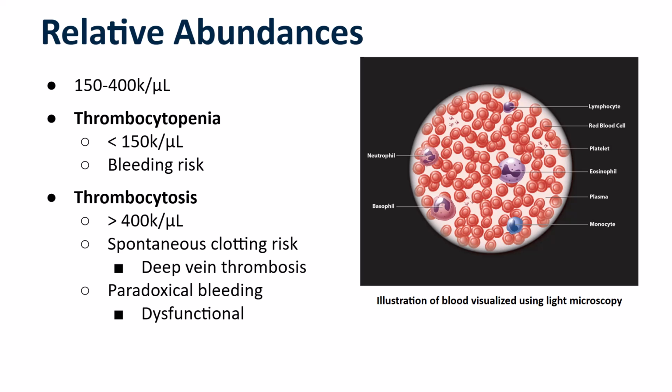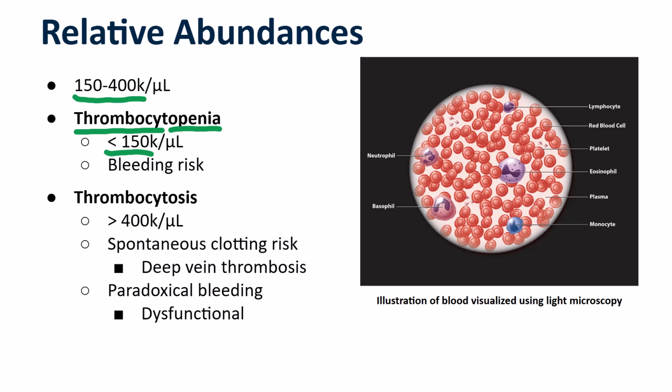Now, thrombocytes are more abundant than leukocytes. They are less abundant than erythrocytes. So they come in at about 150 to 400,000 thrombocytes per microliter of blood. Any less than 150,000 thrombocytes per microliter, and that's a condition known as thrombocytopenia. So thrombocyte is the platelet, and openia means a shortage. So people who are thrombocytopenic are at a greater risk of bleeding and or hemorrhage.